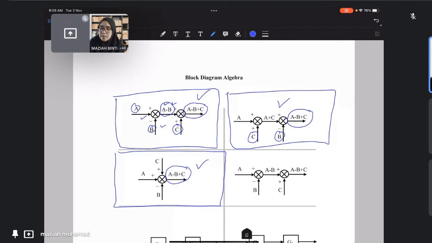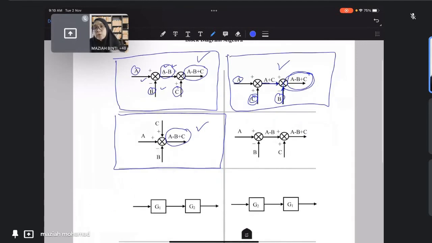Okay, so here A minus B plus C. Three variables, but we want to draw only two arrows. So we said A plus C for this one, and here is minus B. Now we solve for A plus C, two arrows. So these three diagrams are the same. It will provide the same output. All right, that is the concept in block diagram there.